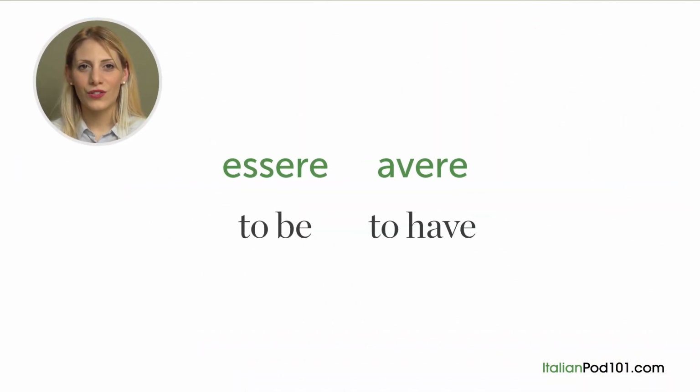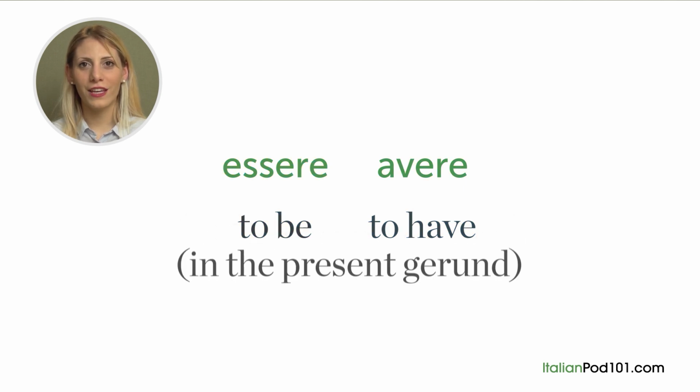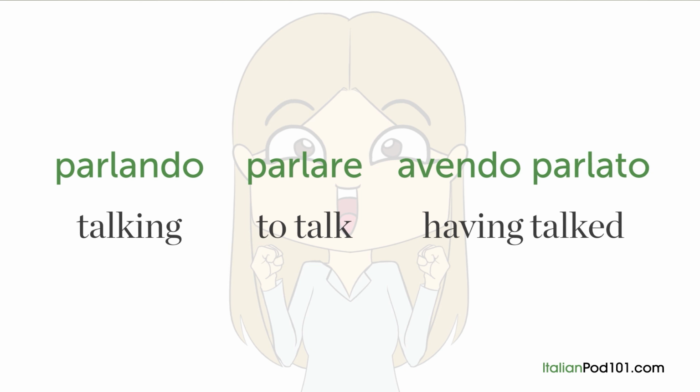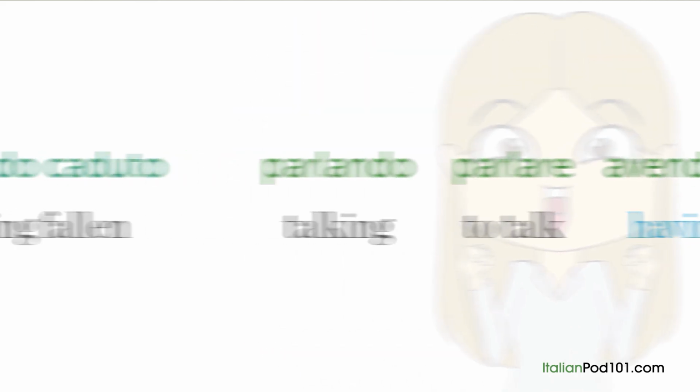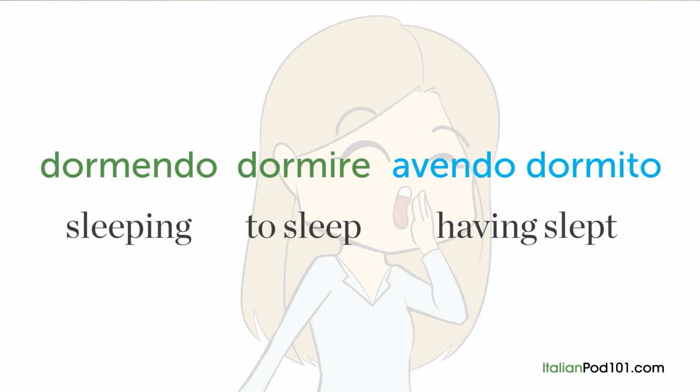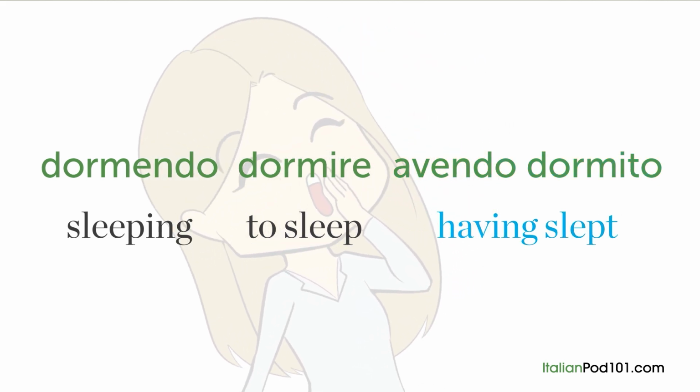To form the past gerund, use the right auxiliary essere, to be, or avere, to have, in the present gerund, plus the past participle of the main verb. Here's the past gerund of the same verbs. Avendo parlato, having talked, essendo caduto, having fallen, avendo dormito, having slept.